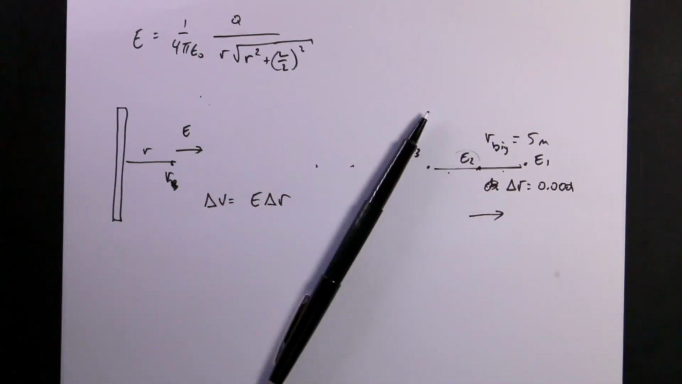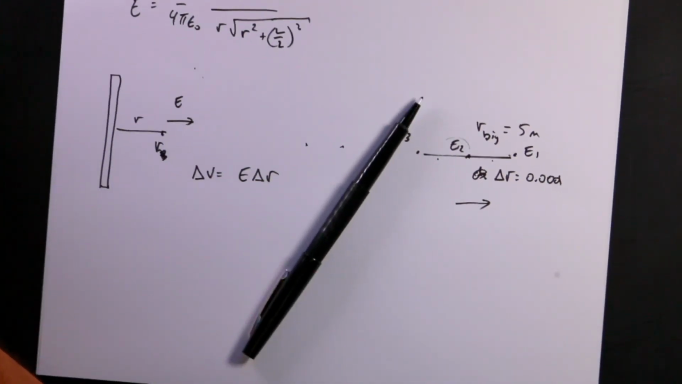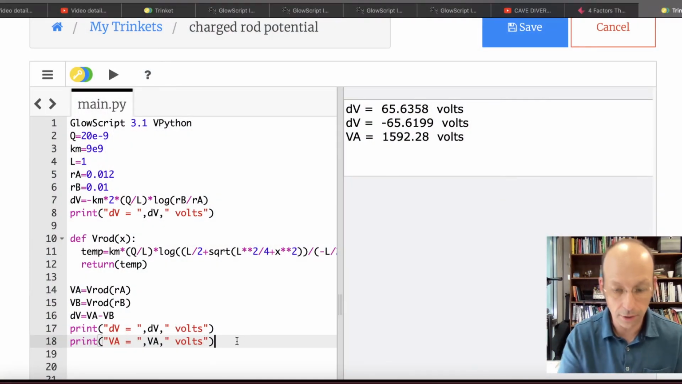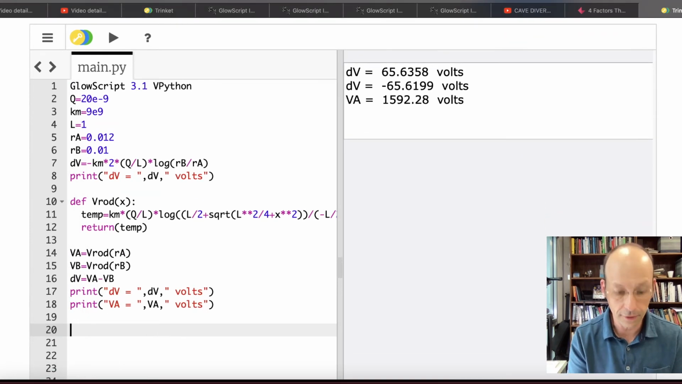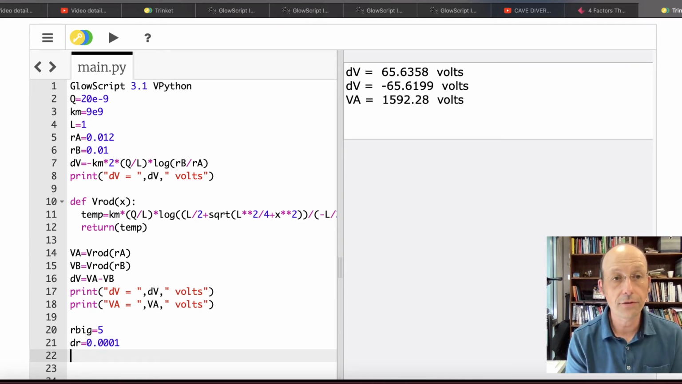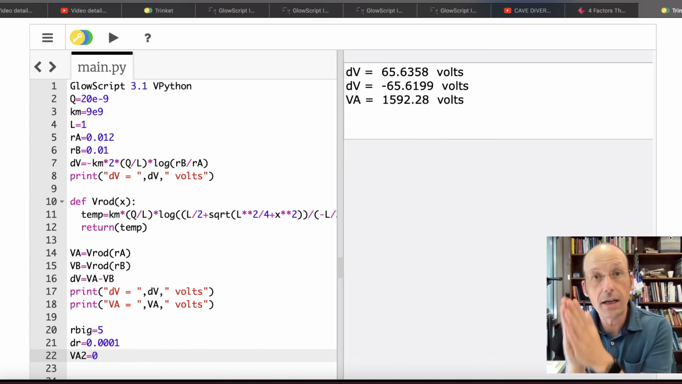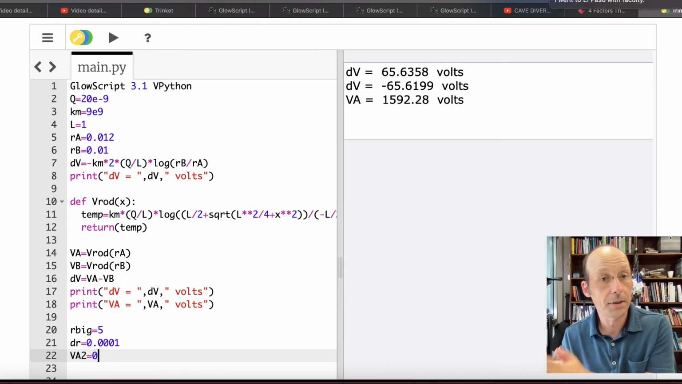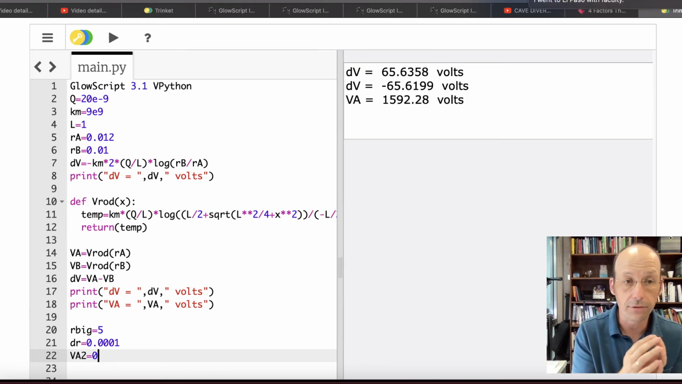Okay, so let's switch back over to Python and let's do this. Okay, so I need to come over here, and I need to start with my values. So I'm going to say R big equals 5, and dr is 0.0001. Now I also need my total potential. So let's call this VA2. It's the second way of doing it. And it's going to be 0, right? Because I'm assuming the starting potential is 0. I'm only calculating a change of potential.